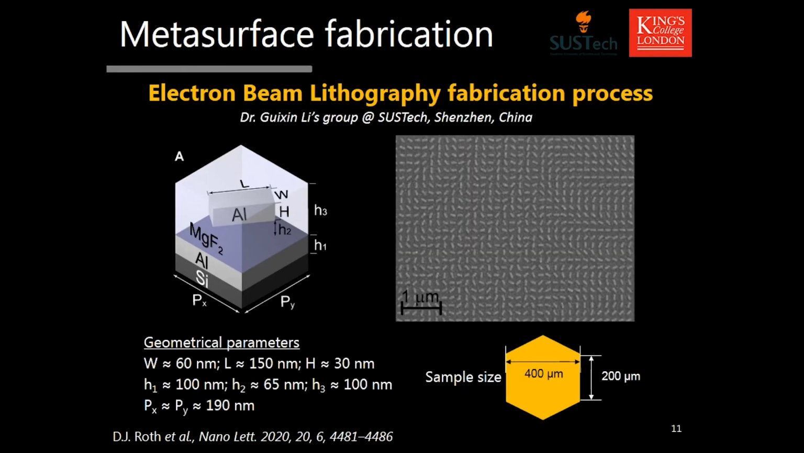Then we went on to fabricating our metasurface. This has been done by our collaborators in China. The metasurface was fabricated using electron beam lithography, and here are the geometrical parameters of the metasurface. So you can see that the nanorods are about 60 nanometers wide, 150 nanometers in length, and about 30 nanometers in height. And the unit cell is about 190 by 190 nanometers.